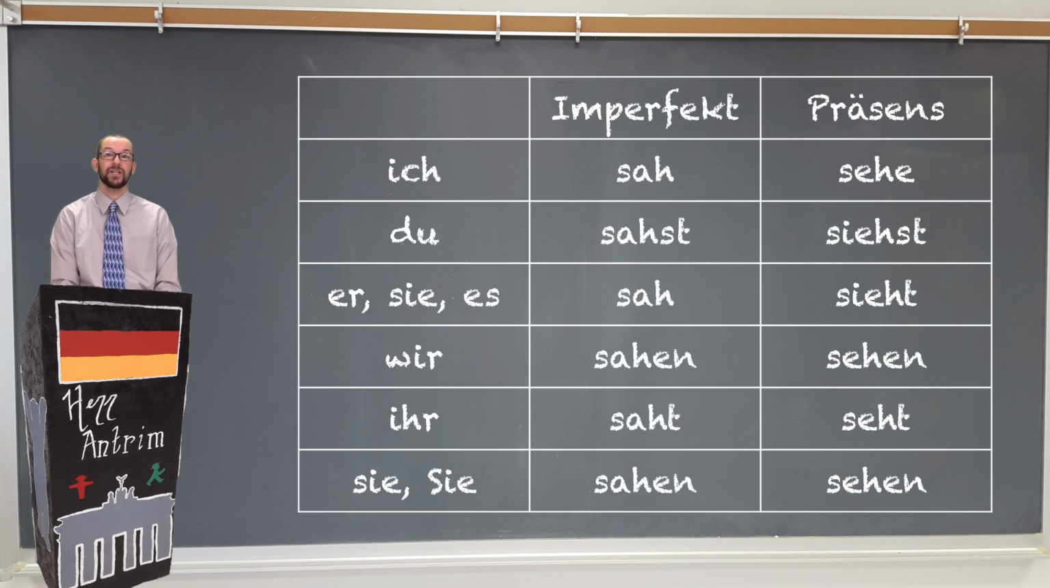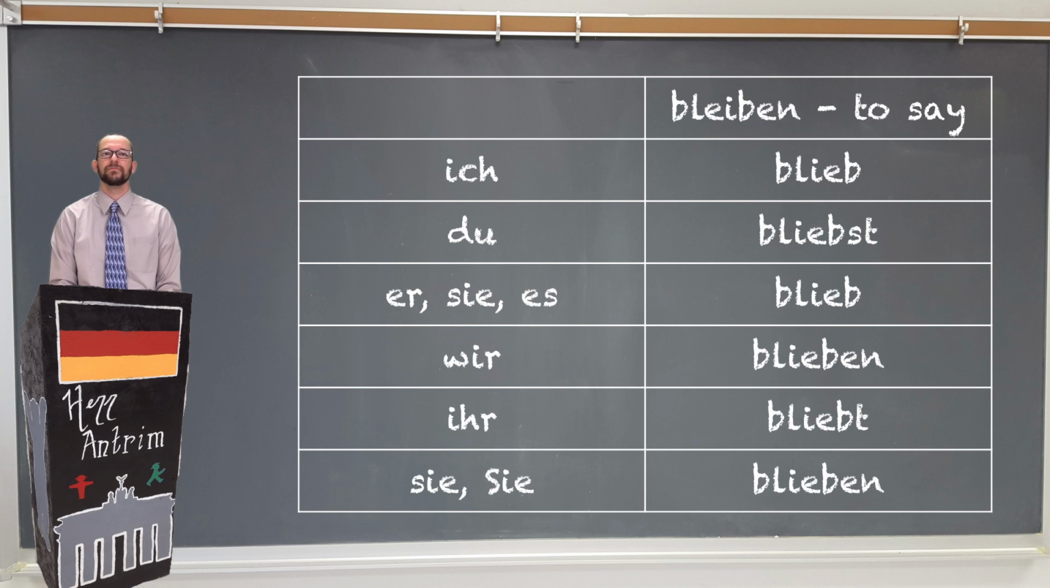For example, the conjugation of the verb sehen looks like this. Ich sah, du sahst, er/sie/es sah, wir sahen, ihr saht, sie sahen, Sie sahen. As you can see, the stem of the verb sehen changed to sah. This gives you the ich and er/sie/es forms. The other forms simply added the present tense endings. Let's take a look at a few more examples.